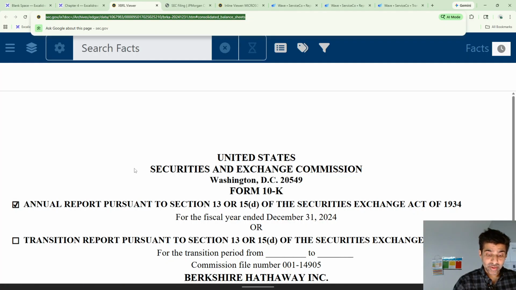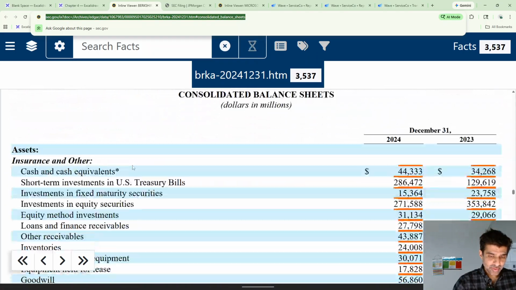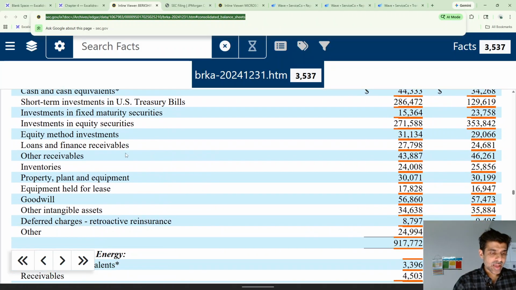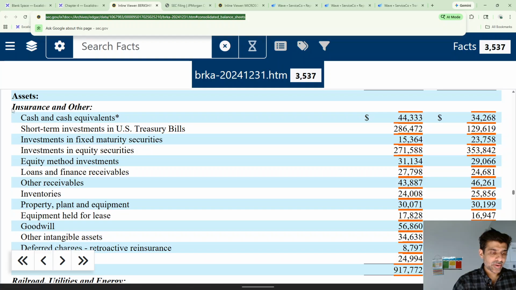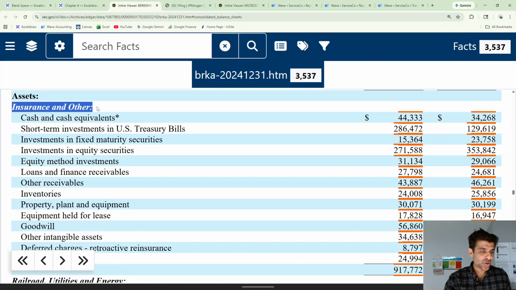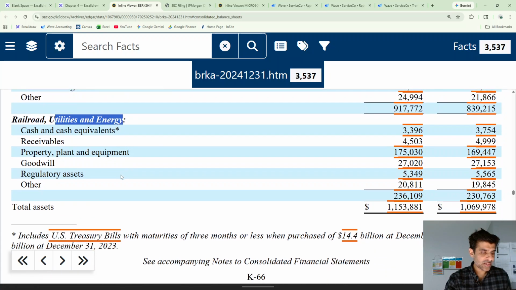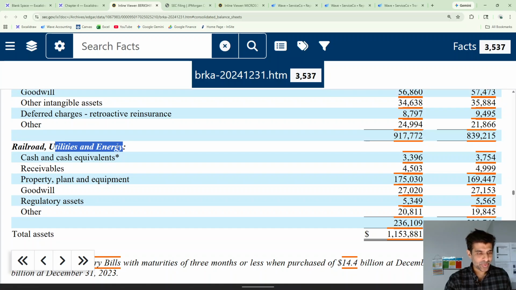So Berkshire Hathaway is a conglomerate. They own a bunch of different types of businesses. You can see here that they've done something interesting. They have it arranged by the type of business, because since they own so many different ones, they have one for insurance and other, one for railroad, utilities, and energy, and I guess those are their two big ones.